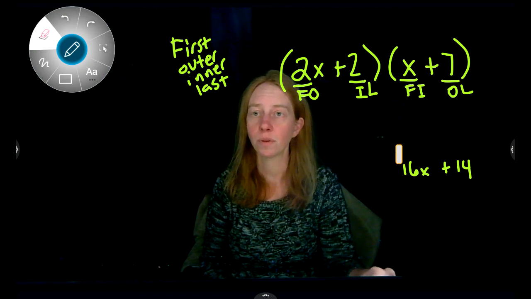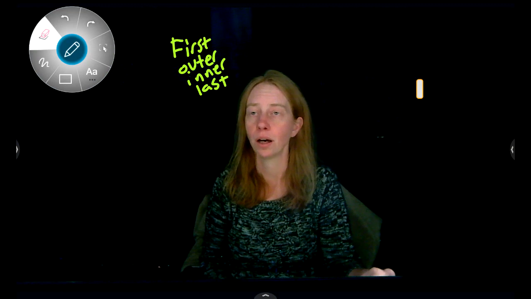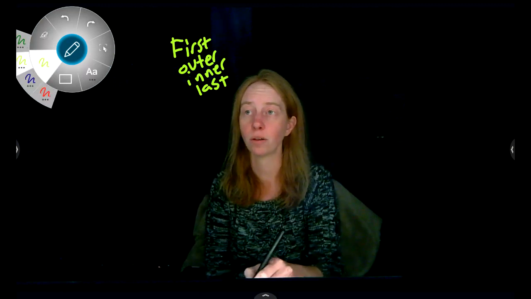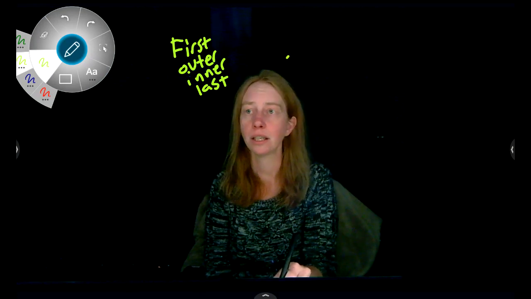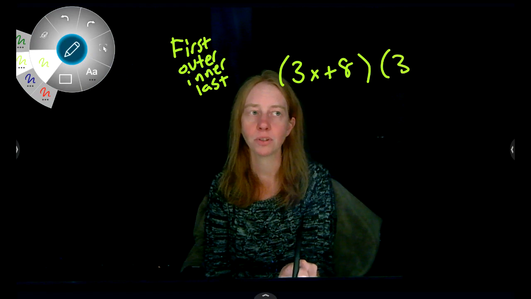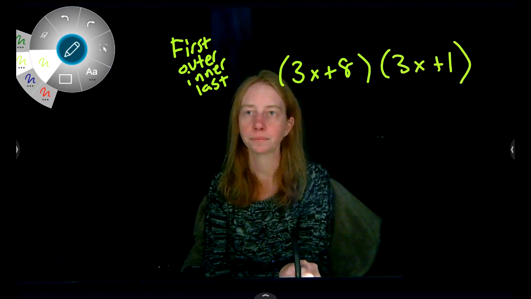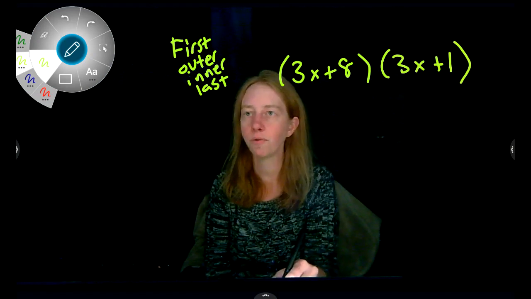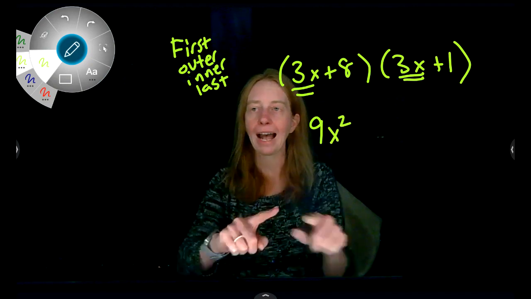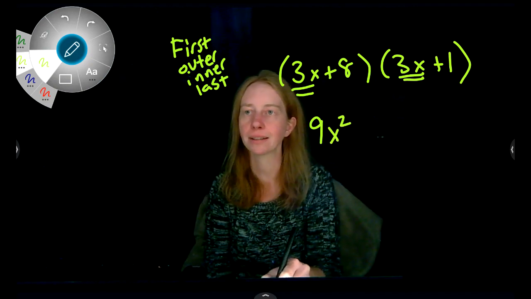And then we will switch to when you have a binomial and a trinomial. Okay, so here we go. Here is 3x plus 8 times 3x plus 1. So I'm going to do the FOIL method here. My first is 3x times 3x. That's 9x squared. My outer is my 3x and my 1.